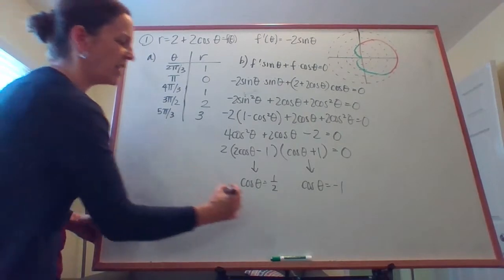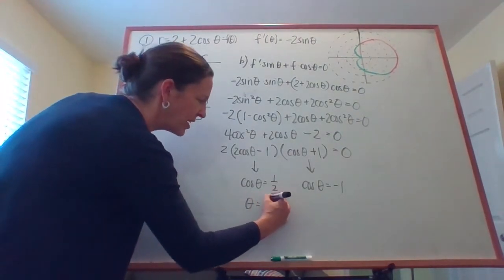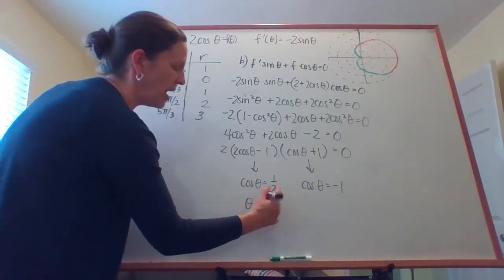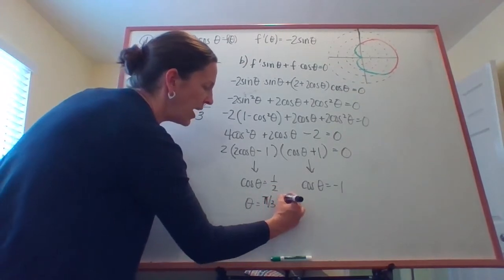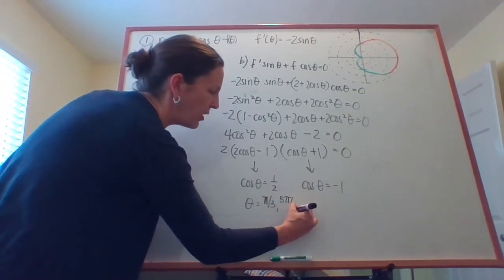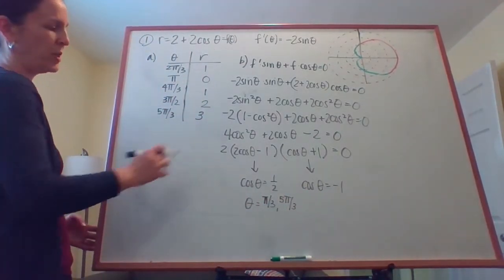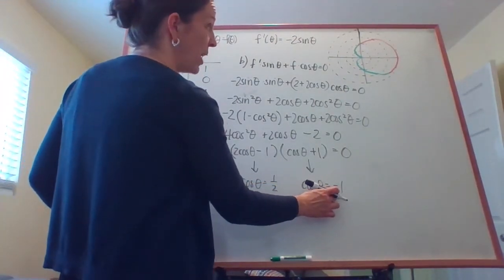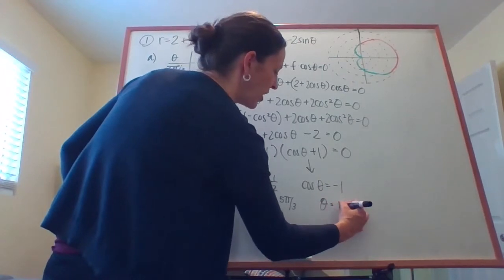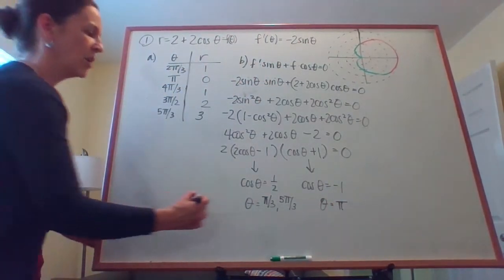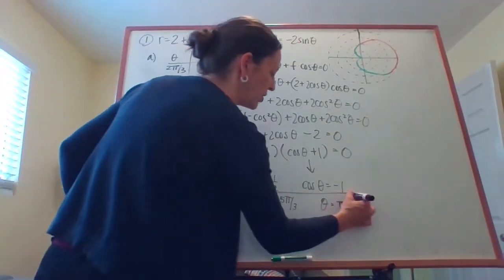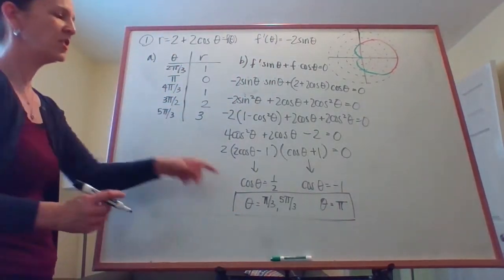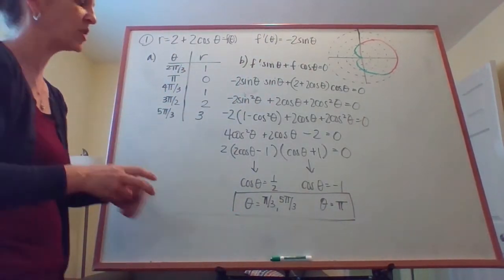Where is cosine theta equal to 1/2? That's going to be at, if it's positive 1/2, I'm looking at pi over 3 in quadrant 1, and 5 pi over 3, or negative pi over 3, which is my quadrant 4. Cosine of theta equal to negative 1, that's going to occur at pi. Okay, so these are the answers that I was looking for part B. These are places where the tangent line is horizontal.